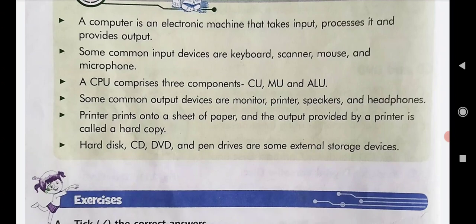After that, there is a book exercise. How many parts does a CPU have? 3, 4, 5. Yes, we have 3 parts. Which of the following is not a type of monitor? CCT, CRT, LED. So CCT is not a type of monitor. Which of the following is a storage device? Keyboard, monitor, pen drive. Yes, pen drive is a storage device. In which form does the printer provide the output? Soft copy, hard copy, pen drive. In the form of hard copy, the printer provides the output.